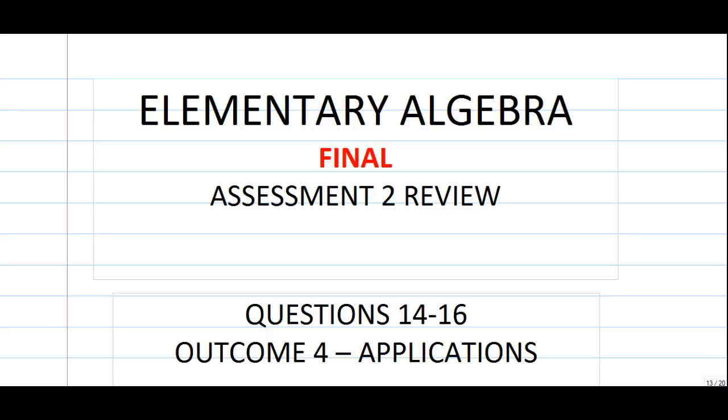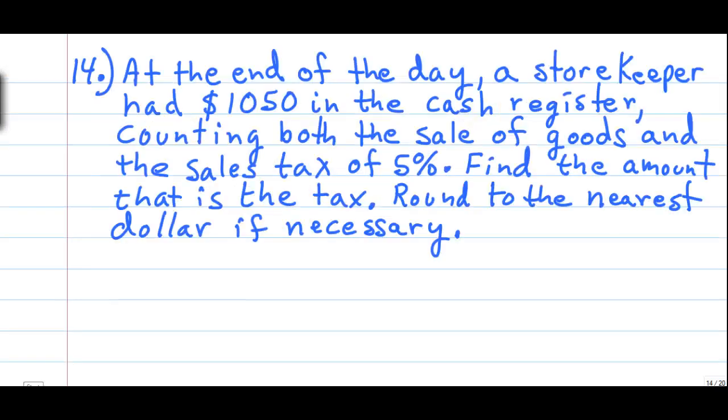Elementary Algebra Final Assessment 2 Review, Questions 14 through 16, Outcome 4: Applications. Question 14 reads: at the end of the day, a storekeeper had $1,050 in the cash register, counting both the sale of goods and the sales tax of 5%. Find the amount that is the tax, rounding to the nearest dollar if necessary.